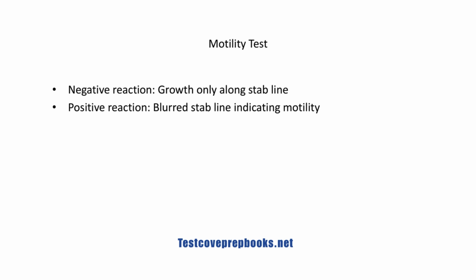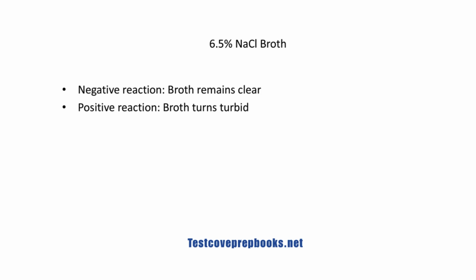Motility testing is interpreted by growth patterns in a stab line. A negative result shows growth only along the stab line. A positive result shows diffuse or blurred growth spreading away from the stab line, demonstrating motility.